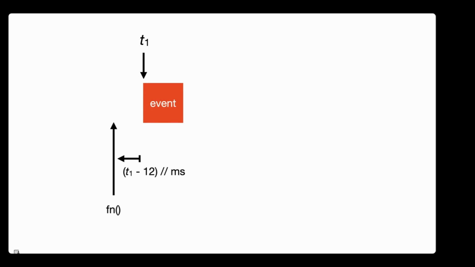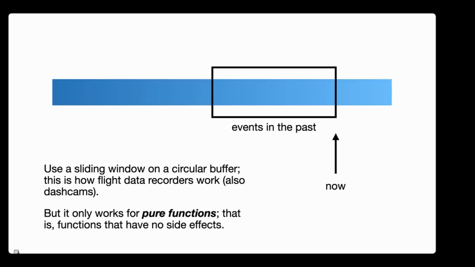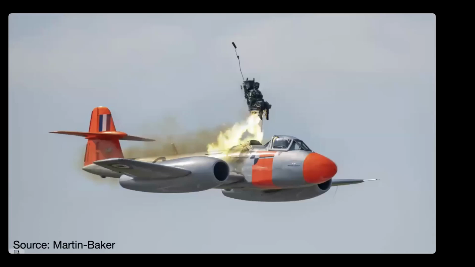And there is a way to do it, which is the way that dash cams work or flight data recorders in an airplane. You can maintain a sliding window into a circular buffer of events. And that gives you the ability to look backwards in time after an event has occurred. But the interesting thing about this is this only works for a function that watches the world but doesn't change it. I needed to call a function that has side effects. I'm calling a function that fires a laser. It changes the state of the world. I can't call that function early, hoping that maybe the event will occur sometime in the future.